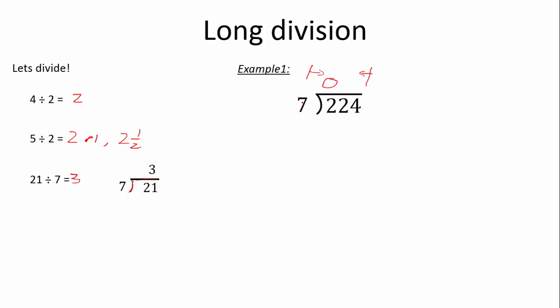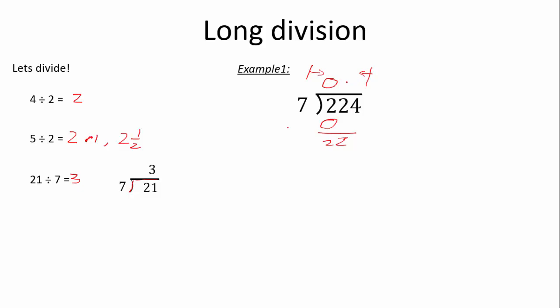What is 0 times 7? 0 times 7 is 0, right? So we draw a line across here, across 2 of the numbers, and we say 22 minus 0 is 22. Okay? And then we're going to say, what is 7 into 22? Well, we know 7 goes into 22 3 times because we know 7 times 3 is 21.